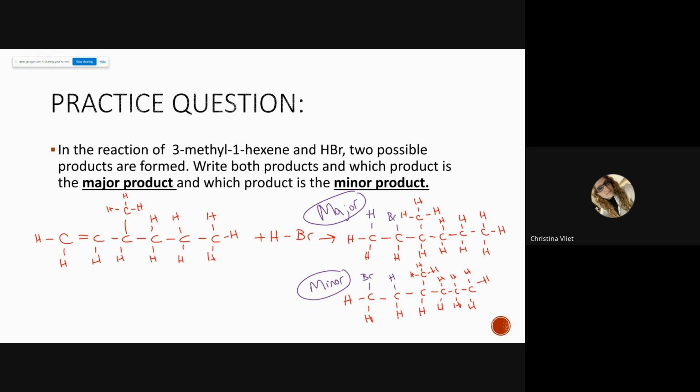So like if I was adding Br2, would there be a major and minor product? There's only one way to add two bromines, a Br and a Br, right? So this only happens if these are not equivalent to each other. If it's XY, not if it's XX.